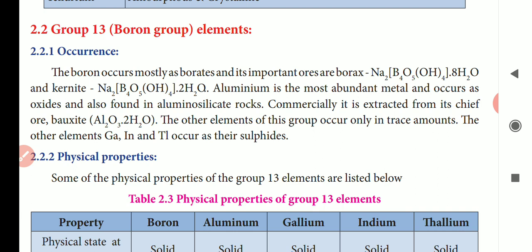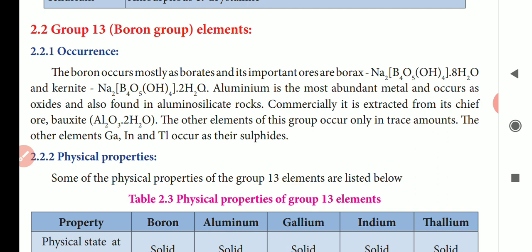What is the molecular formula for bauxite? Al2O3 with 2 moles of water. The mixture of aluminum oxide and water is called bauxite. This is the major ore. It is present in Savur, and the nearest area, Salem, that is Yercaud. Bauxite is mainly obtained from Yercaud.